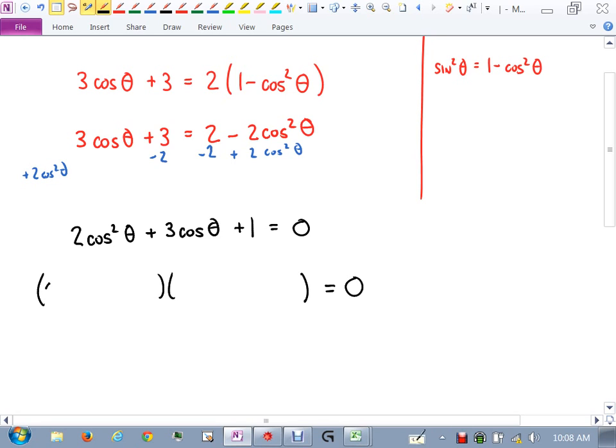I need my first one to be a 2 cosine squared theta, so I'm going to put 2 cosine theta here, cosine theta here. What should I put at the ends of these? I need it to turn out to be a 1, right? So 1 and 1. And then I need my middle term to be a positive 3. So I believe a plus and a plus will work here.